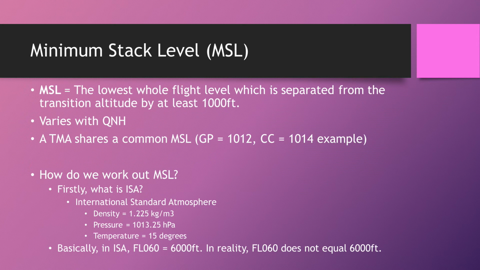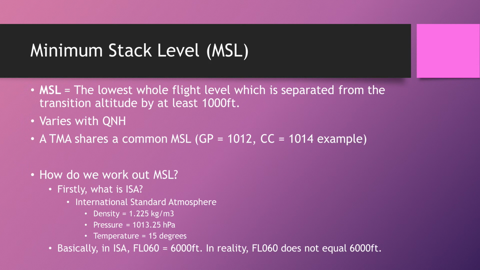So let's move on to MSL, minimum stack level. This is arguably the hardest bit of altimetry, and it's what people struggle to understand. I will just point out before we go through the definition that although it's called minimum stack level, it has nothing to do with the stacks. So anyway, MSL is defined as the lowest whole flight level which is separated from the transition altitude by at least 1,000 feet. It varies with QNH, and as with a transition altitude, a TMA shares a common minimum stack level.